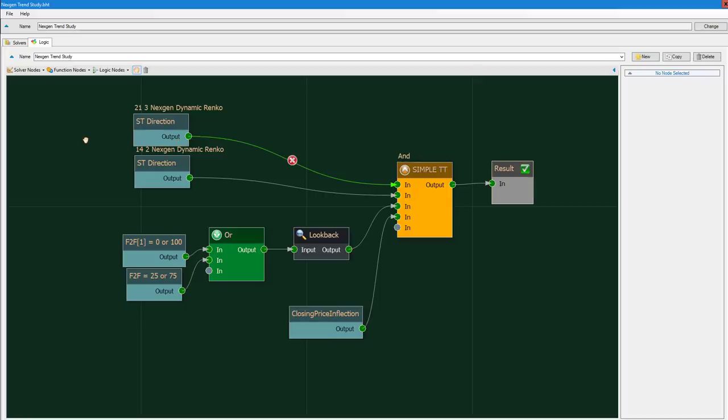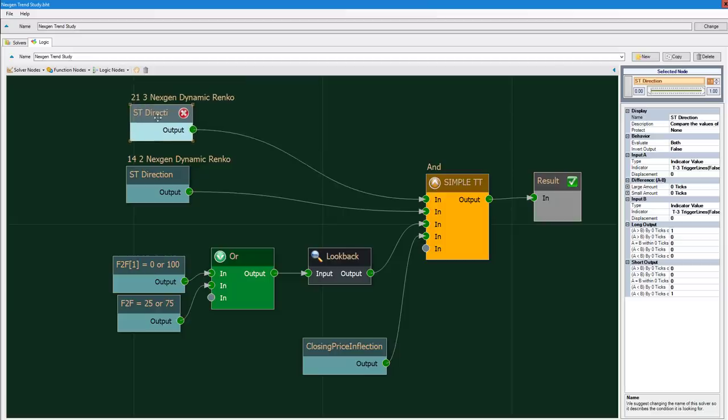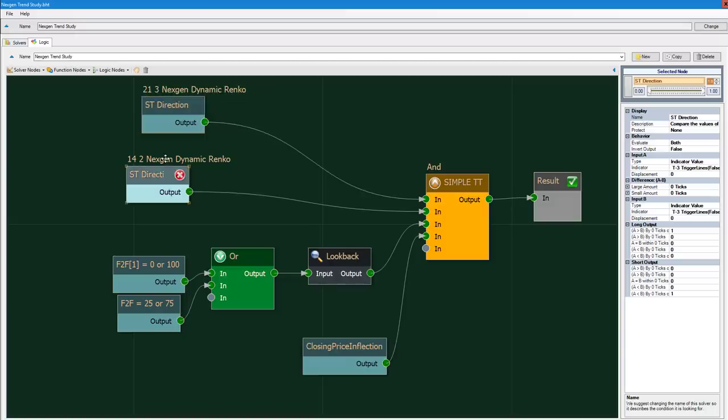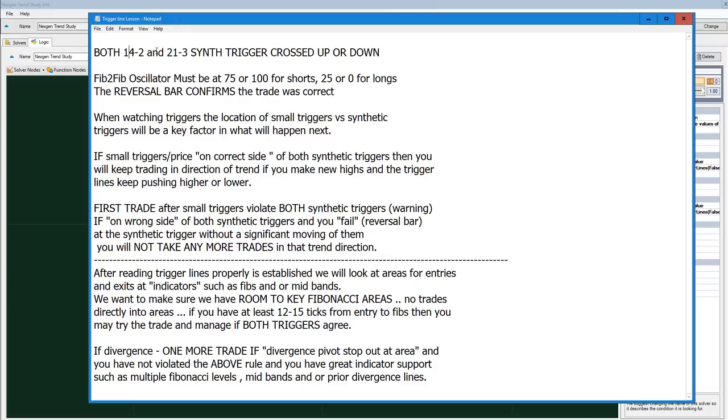So again, the rules are pretty simple here. I'll blow that up so you guys can see it. The small triggers on the 21-3 chart direction is going to be key for us. So you see how it says 21-3 small trigger direction? Also, we need to have the direction of the 14-2 triggers, right? So again, I want to go back and forth real quick. So that's this rule right here. Both the 14-2 triggers and the 21-3 triggers either crossed up or down at the same time. Is everybody okay with rule number one?